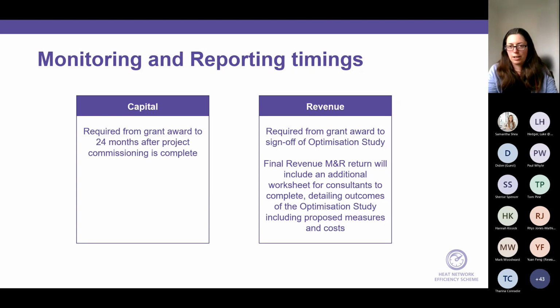And that will essentially detail the outcomes of the optimization study, including any proposed measures and costs. So the benefit of doing this from a DESNZ perspective is that they're then able to uniformly compare the impact of all of the optimization studies in a kind of spreadsheet form. They can extract that information and then do some analysis off the back of that on the impact of the optimization studies and potentially, if the measures were implemented, what sort of savings would be made, etc. So that will be a condition of the sign off: that particular tab is completed by yourselves as well.